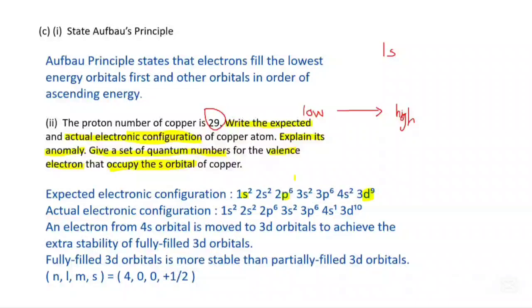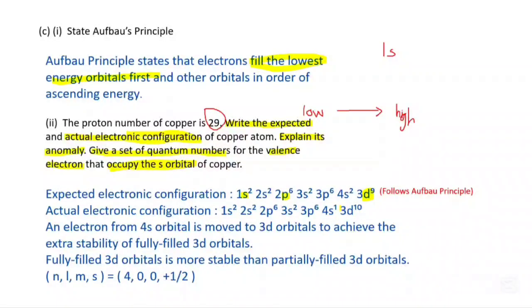This electronic configuration follows the Aufbau principle. Why do I say that? Because in the first question, we saw the Aufbau principle states that electrons fill the lowest energy orbital first. So using the Aufbau principle, we fill the electrons from low to high energy orbital. Let's see the actual electronic configuration. The actual electronic configuration will be 1s2, 2s2, 2p6, 3s2, 3p6, 4s1, and 3d10.